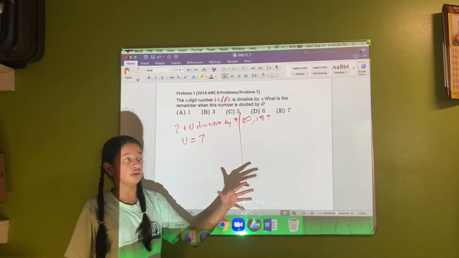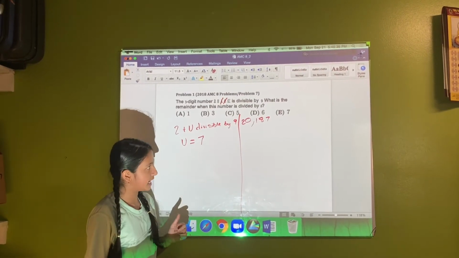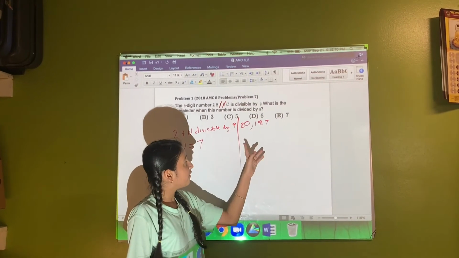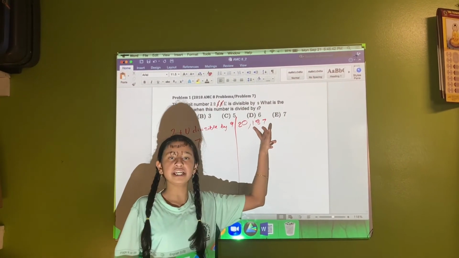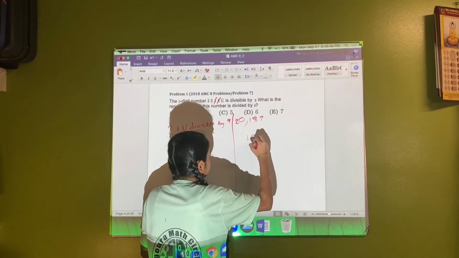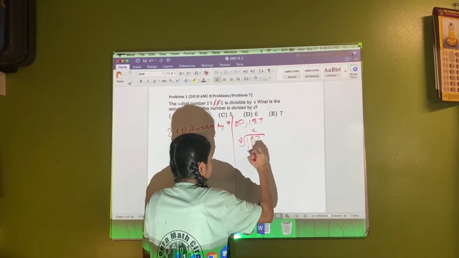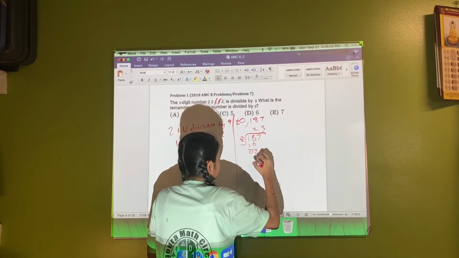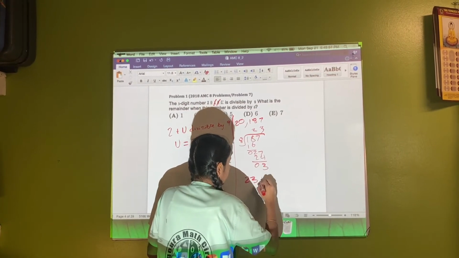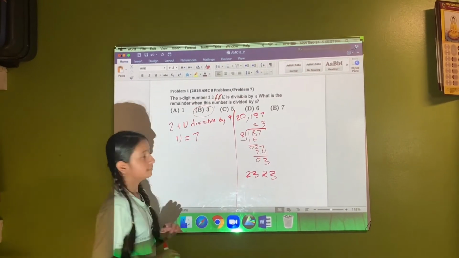So now we're going for 8. Our 8's rule is the last 3 numbers should be divisible by 8. But we know we're going to get a remainder here. But it's enough if we divide the last 3 numbers by 8. So that's exactly what we're going to do. 187 divided by 8, and then we're going to get 23 remainder 3. So that means that our answer is B.